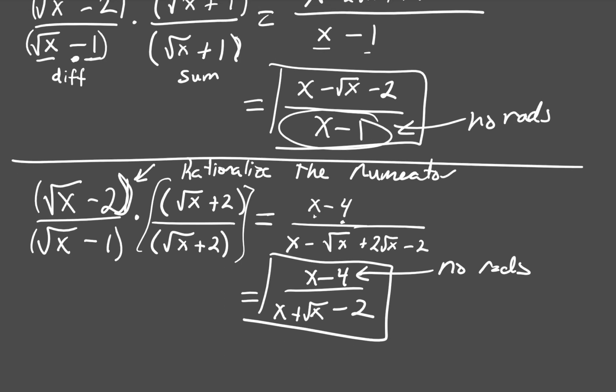The previous one we rationalized the denominator. Okay, that's how you rationalize denominators and do simplification of division of radical expressions.